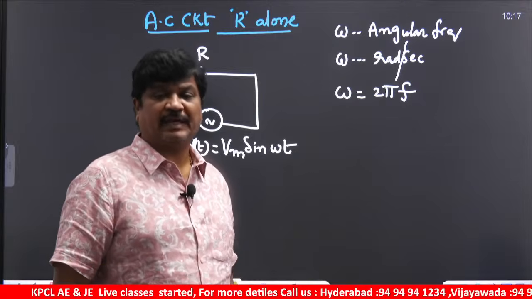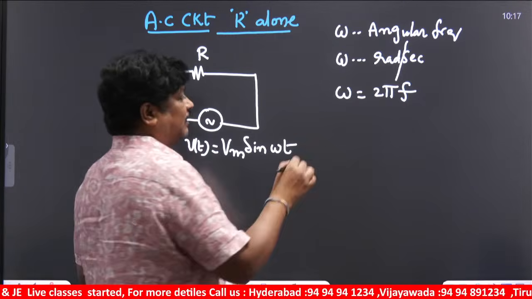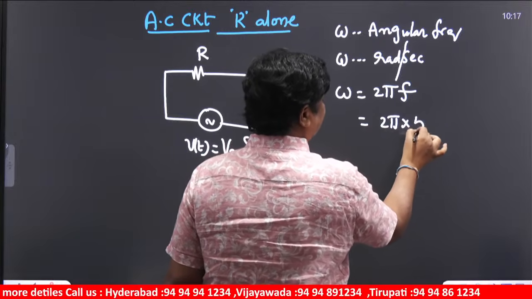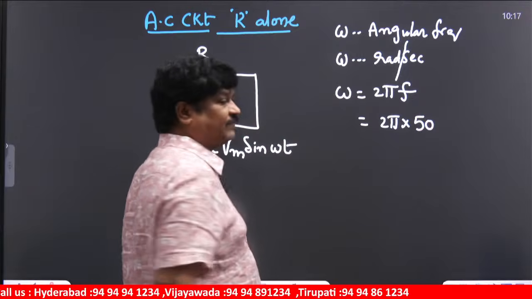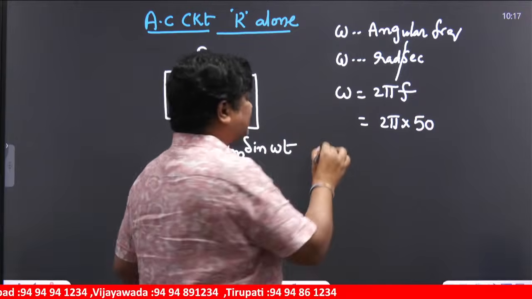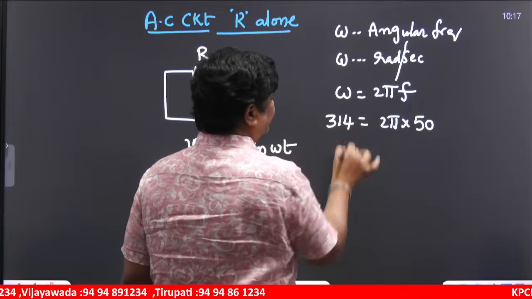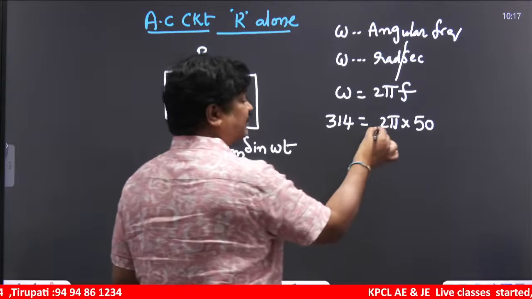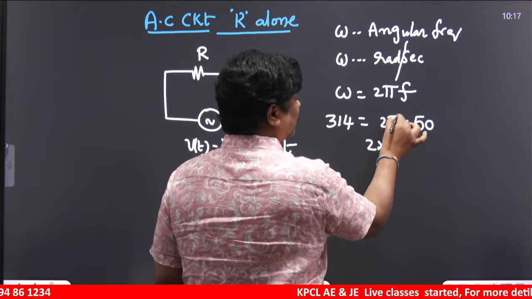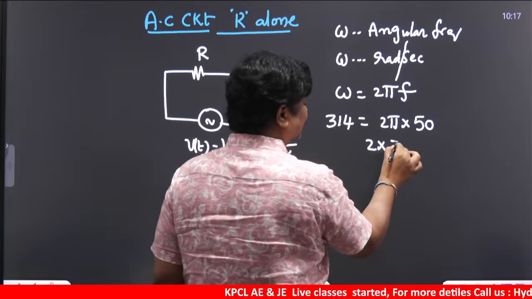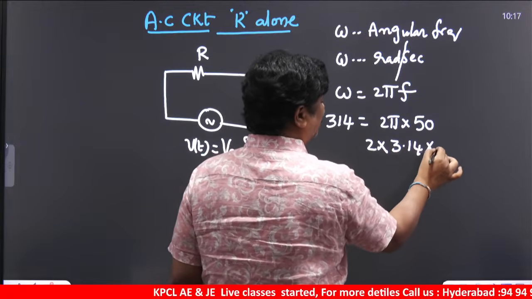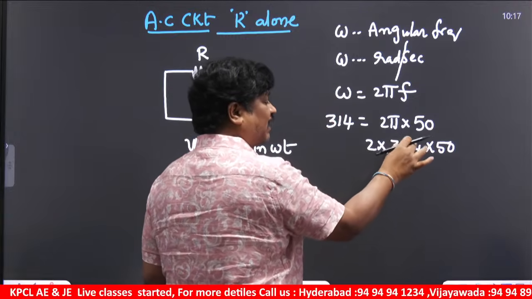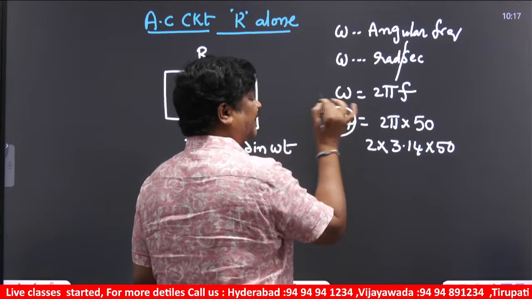Omega is 2 pi into F. Suppose the frequency, our Indian standard frequency, is 50 Hz, then omega becomes 314. How do we get 314? 2 into pi, where pi is 22 by 7 or 3.14, into 50. 50 into 2 is 100, and 100 into 3.14 is 314. Already we have written it.